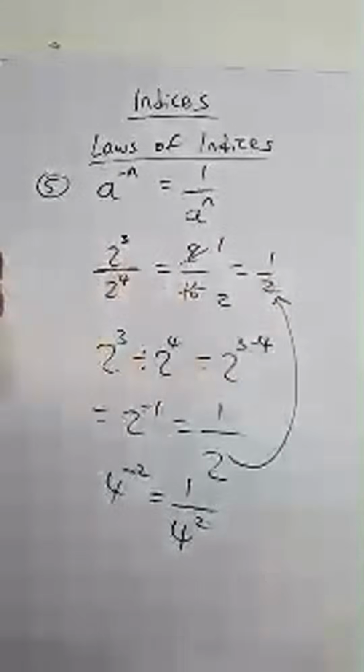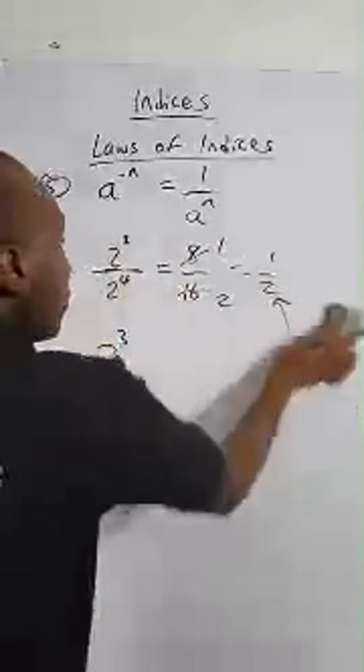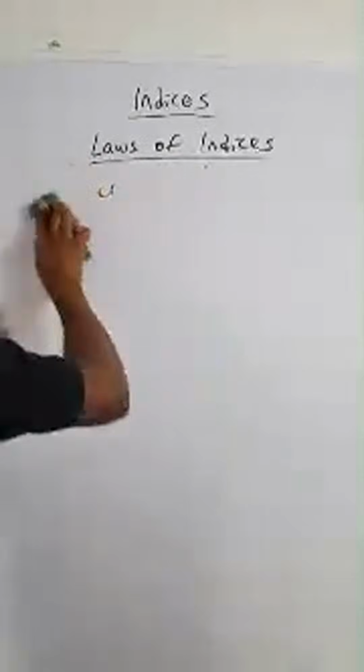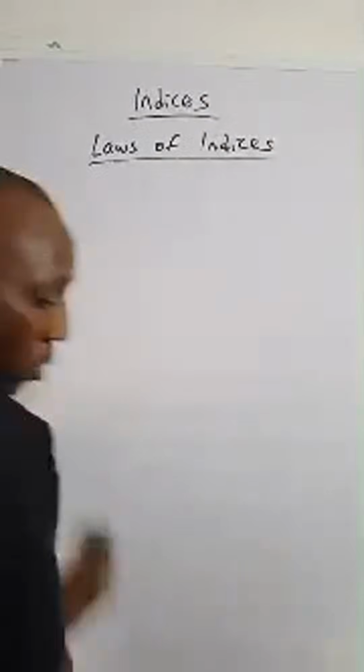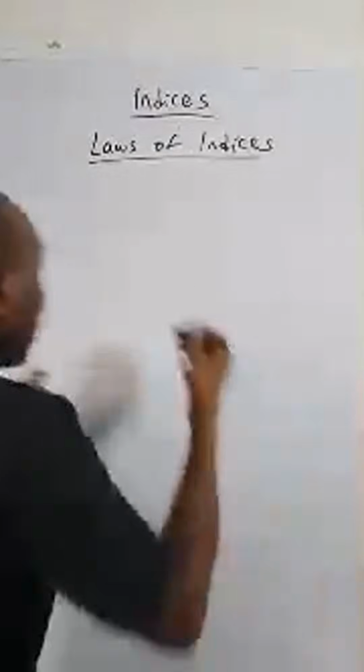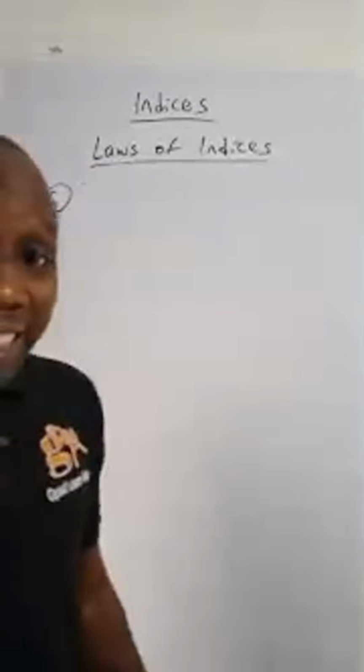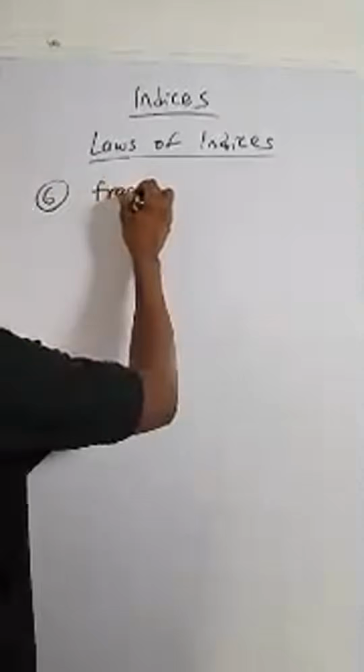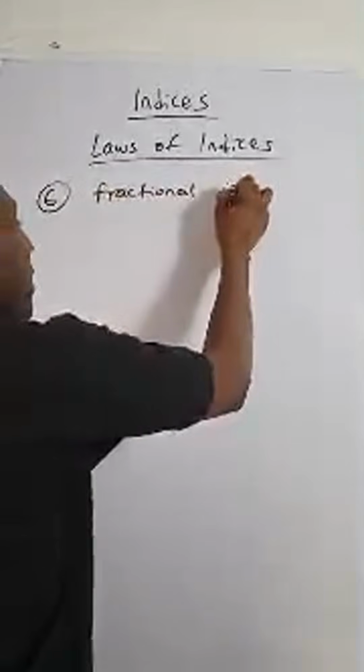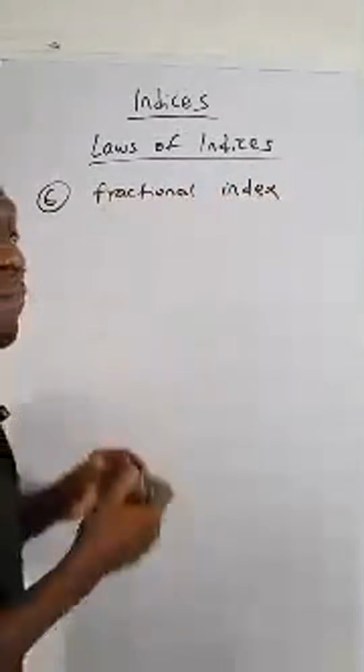All right, so we are done with the 5th law. Let's move on to the sixth law. We need to keep track of everything we've done. So we have the fractional index. Let me write this here. Fractional index law. Look at this word, fractional.